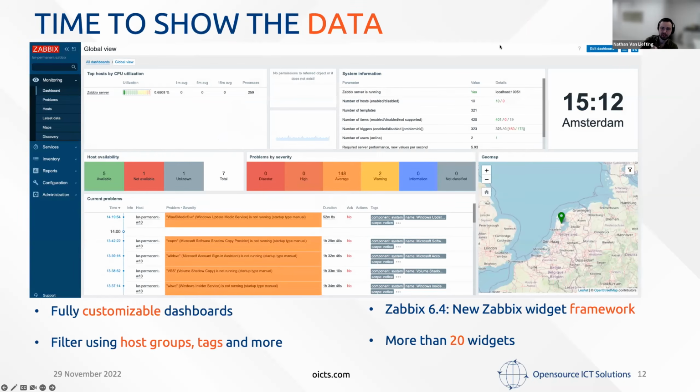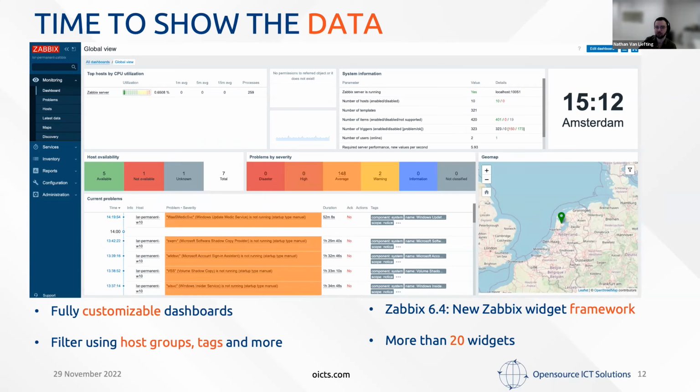Detecting the problem isn't everything. Of course, we have to see it somewhere as well. For that, we can utilize the Zabbix frontend either through monitoring problems or through setting up our own dashboards. So we can set up our own fully customizable dashboards, filter those by placing the correct widgets. For example, one to show the problems or to show a geographical map.